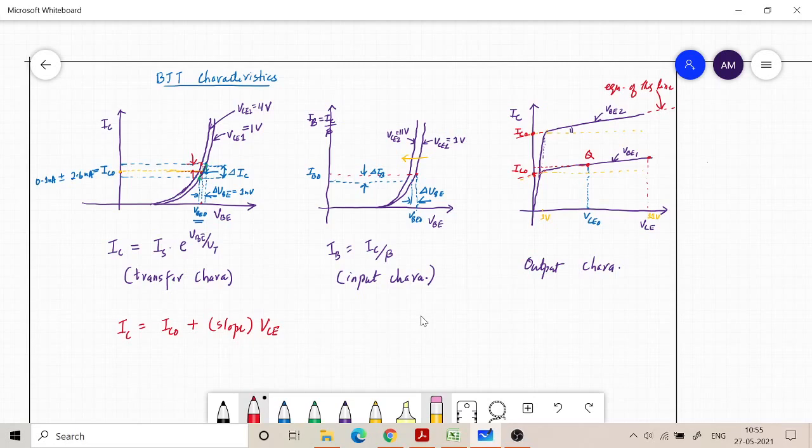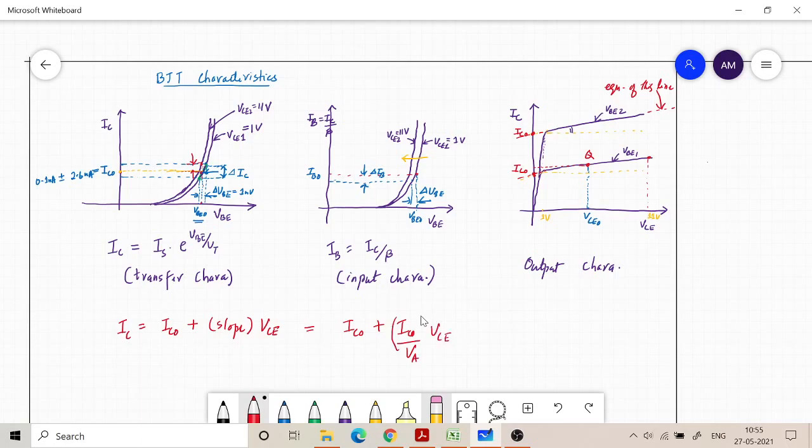So I need two things. One is the y-intercept, which I got by extending this to the vertical axis and noting down that point, plus the slope of this. Okay, so this is equal to IC0 plus, now what is the slope? I need to come up with some model, and the model I am going to come up with is basically IC0 divided by VA into VCE.